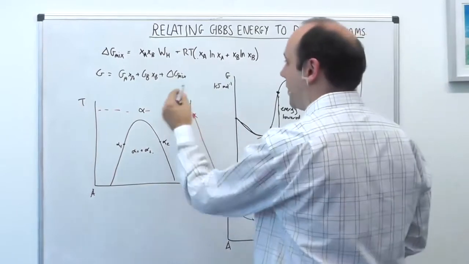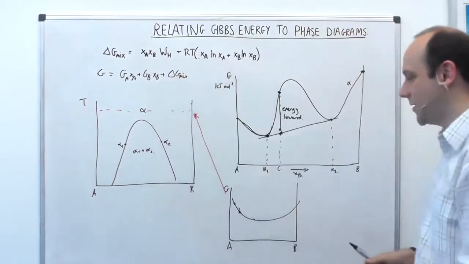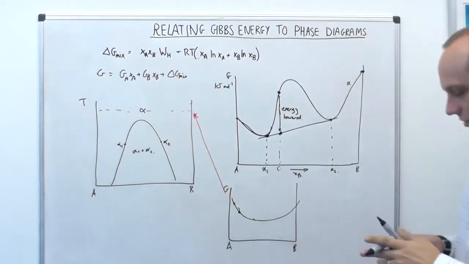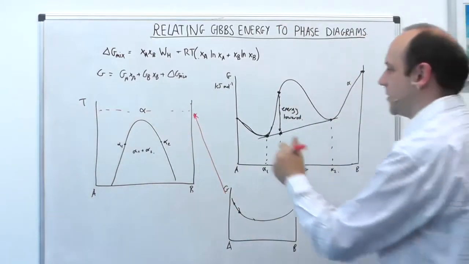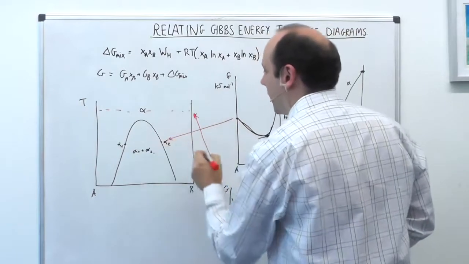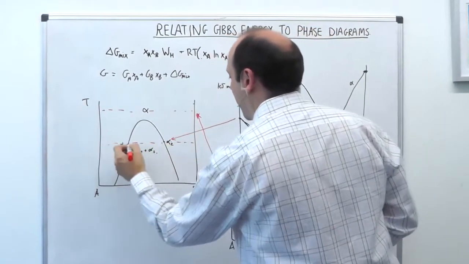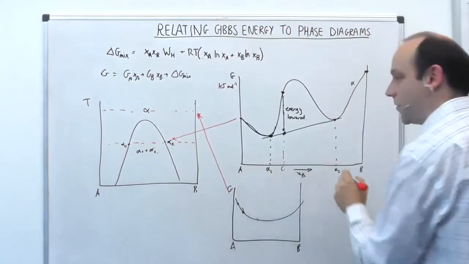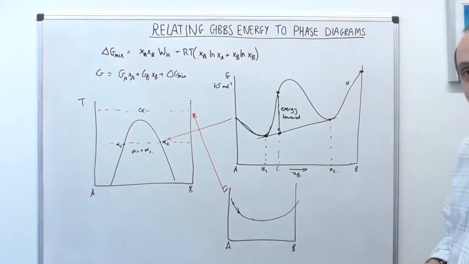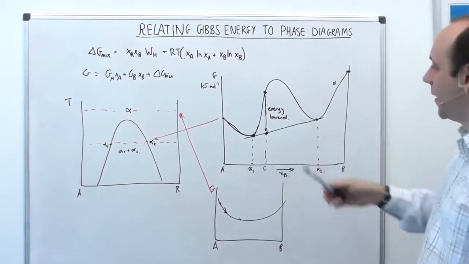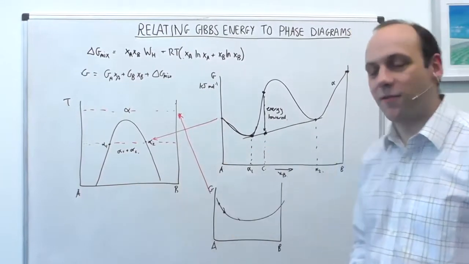And so at high temperatures, when this entropy term dominates, you'll have a Gibbs energy curve like that, and you'll have no phase separation. Whereas at lower temperatures, you'll be down at this situation across here, and those two compositions are those two compositions, and you'll get a phase separation. And that's how you relate the Gibbs energy curves to the phase diagram you see.